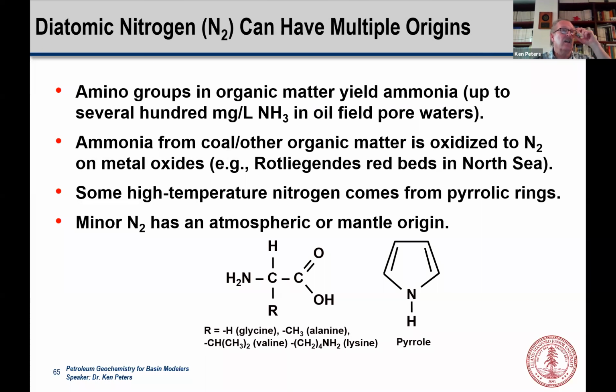Diatomic nitrogen, like in the Rotliegend red beds in the North Sea, you get nitrogen in gases from kind of two origins.